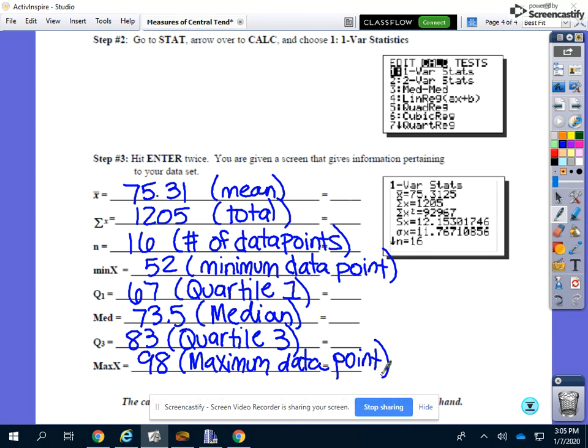Take note that it says on your paper, the calculator will not give you the mode or the range. To find mode, you would have to look at your data set to see which number occurs the most. To find the range, you're going to do the maximum minus the minimum. This is as simple as doing 98 minus 52, which in this case would give you 46.